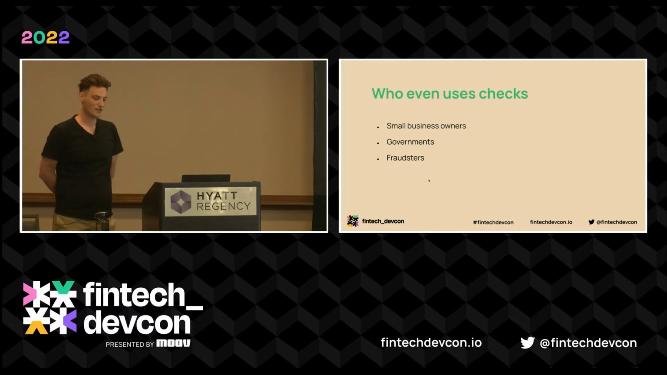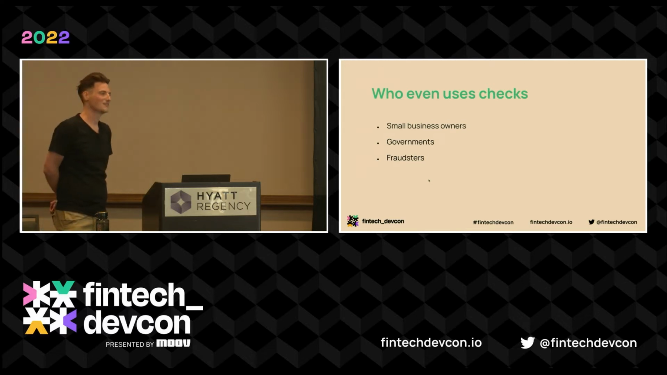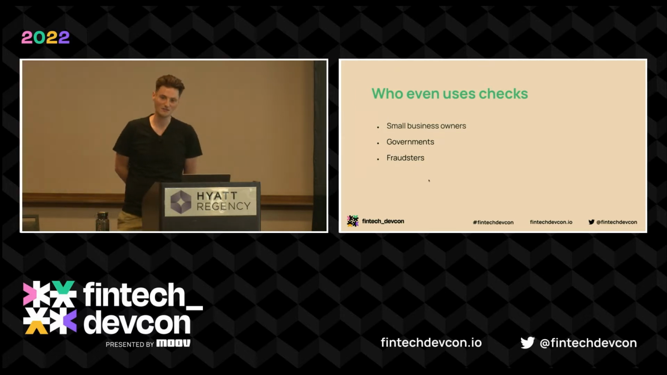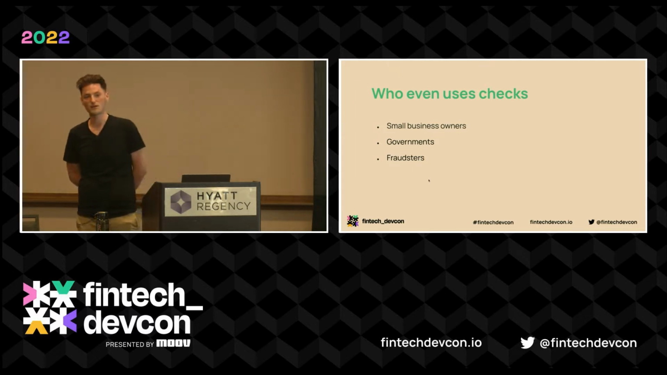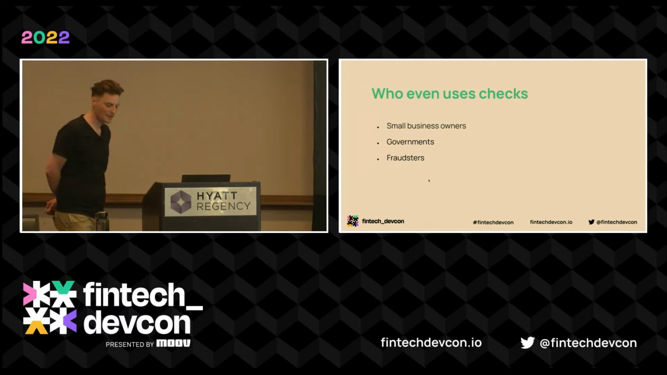Another group would be, of course, governments. Lots of people got their economic action payments in the form of checks. Your tax rebate might be a check. This is still something that's being phased out. I don't know how fast it's going in the States. In Canada, a lot of people receive their tax refunds via direct deposit into their bank account. But again, it still does happen.